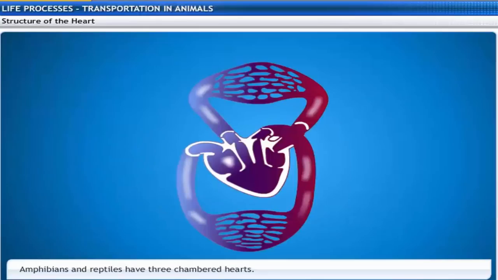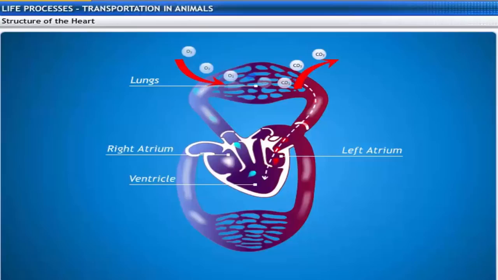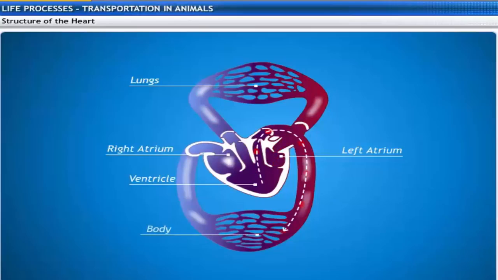Amphibians and reptiles have three-chambered hearts with 2 atria and 1 ventricle. Blood from the right atrium flows to the lungs, where the exchange of gases occurs. Blood then returns to the left atrium. This oxygenated blood and some deoxygenated blood flows from the atria into the ventricle and passes through to the rest of the body. Eventually, the blood returns to the right atrium of the heart.